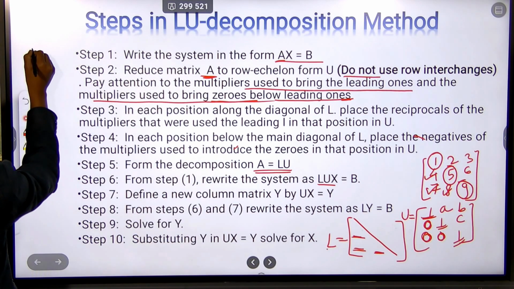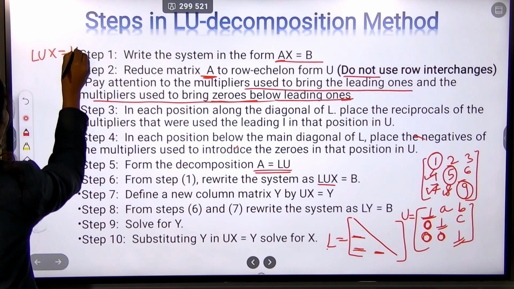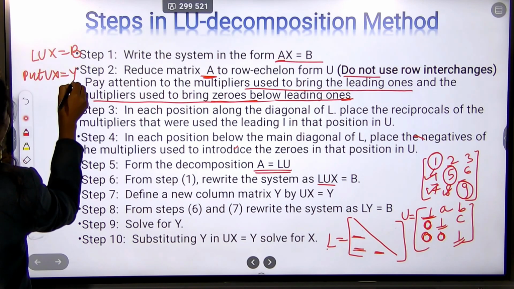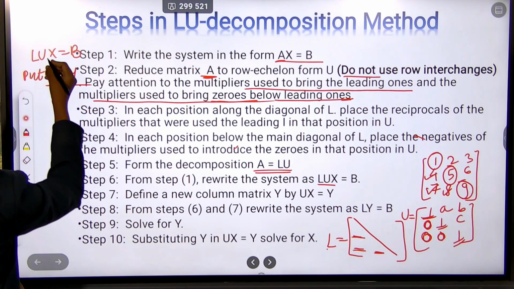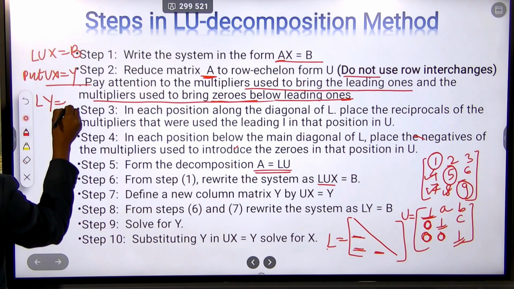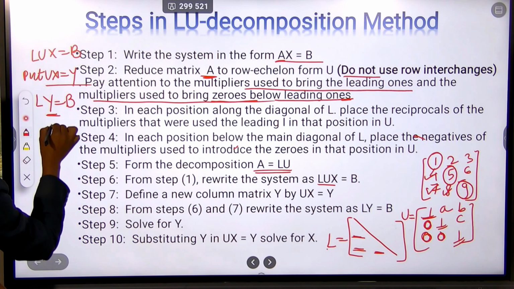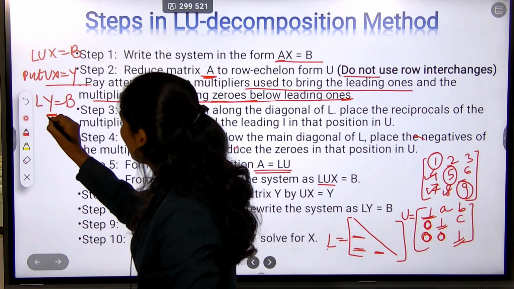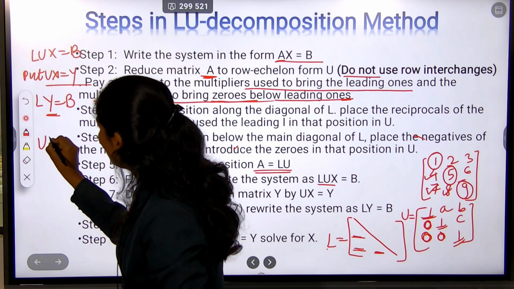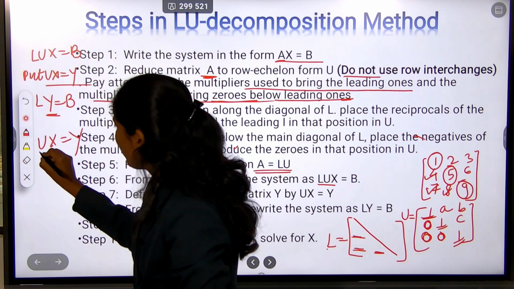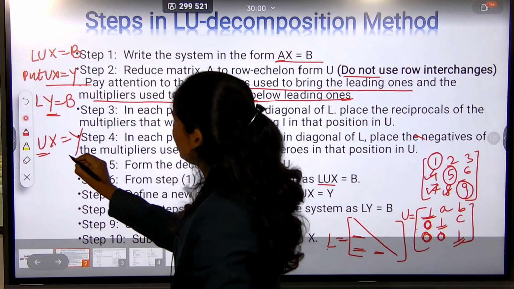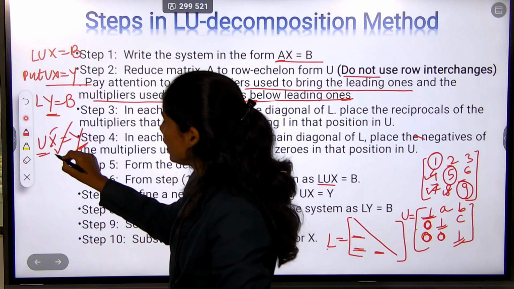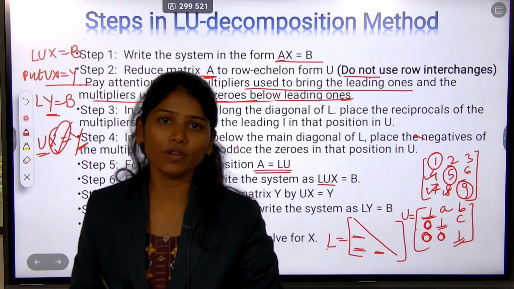So we get LUx equal to B. Then put Ux equal to Y. What we get here is Ly equal to B. Then solve this system for the value of Y. Then after getting the value of Y, put it in Ux equal to Y. We know the value of U and we know the value of Y. After solving this, we find the value of X. This is the solution of the given system.